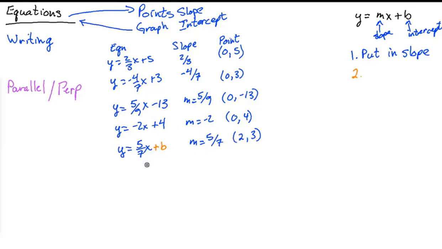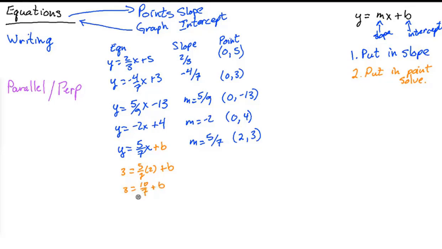So let's stick 2 in for x, so it is 5/7 times 2, and 3 goes in for y, 3 equals that, and there's our plus b. Now can we solve this equation? We can. This is going to be the second step: put in the point, because that gives you enough clue to solve for b. In this case, you're going to solve it. So this is 3 equals 10/7 plus b.